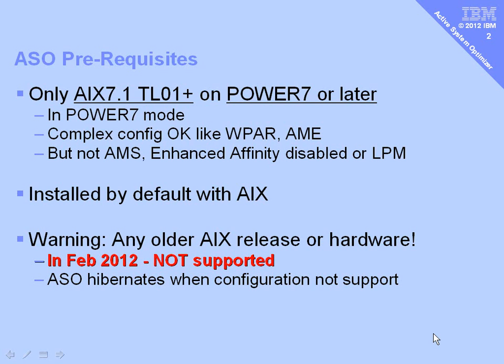Well, first of all, we have to be at AIX 7, TL1 or above. Don't forget those service packs. And we need to be running POWER7 in POWER7 mode. Some complicated things are allowed, like workload partitions and Active Memory Expansion, but there are a few things that are not allowed if you want ASO to work.